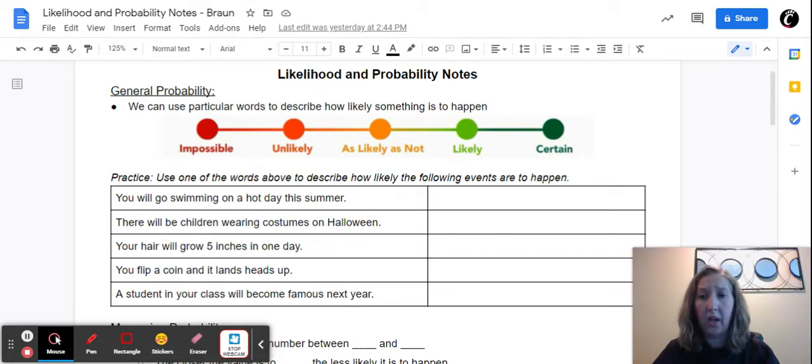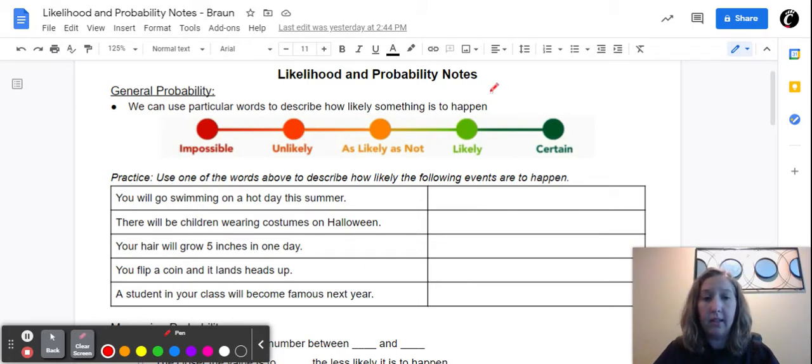So to start things off, general probability, we can use particular words to describe how likely something is to happen. So how likely an event is to happen. Those words are listed here below, and we use impossible, unlikely, as likely as not, likely, or certain. So we're going to look at some different events, and we are going to decide which of those best describe how likely the event is to happen.